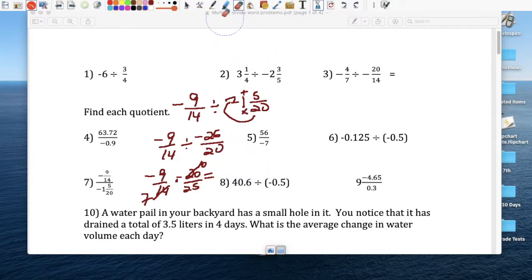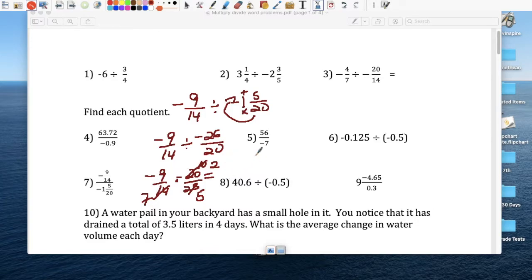Let me erase that. So going back to our problem, we simplified the 14 and 20, and guess what? I can simplify the 10 and the 25. 10 over 25, I can divide both by 5. 10 divided by 5 is 2, and 25 divided by 5 is 5. Now there's nothing to simplify, and I will get an answer that's simplified fully.